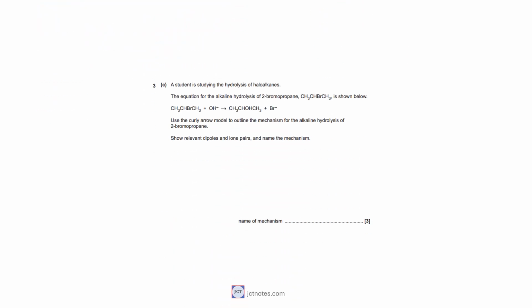In part C of question 3, we are given the alkaline hydrolysis of 2-bromopropane. We are asked to outline the mechanism for the alkaline hydrolysis of 2-bromopropane using the curly arrow model, showing the relevant dipoles and lone pairs, and naming the mechanism.